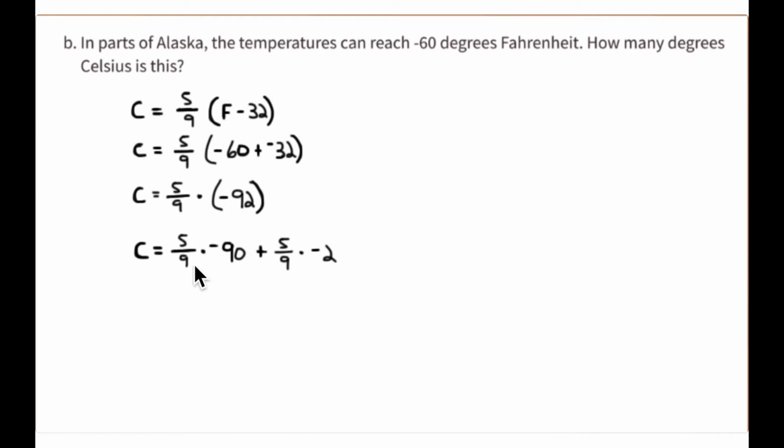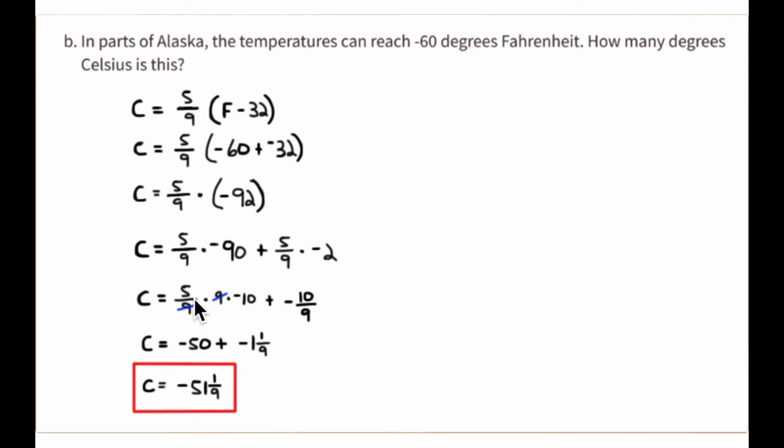Well, negative 90 divided by 9 is negative 10. 5 times negative 10 is negative 50. And then over here, negative 2 times 5 is negative 10 again. So this is a negative 10/9. That's a negative 1 and 1/9. So this is negative 50 here. So 5/9 times 9 times negative 10. I factored out the 9 and then multiplied what was left by 5 times negative 10. So that's the negative 50. And over here, this is a negative 10/9, which is negative 1 and 1/9.